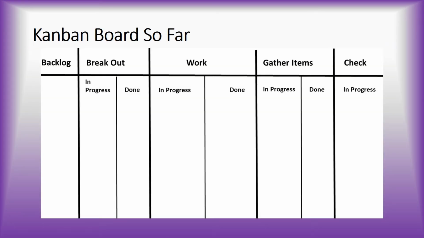Here's the Kanban board so far. The steps have their own column indicating what's being worked on and what's ready to go to the next step. Orders taken go onto cards that are put in the backlog. As the item is worked on, it progresses across the board. We're not quite done developing the board yet, though.